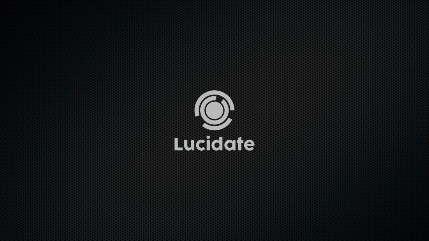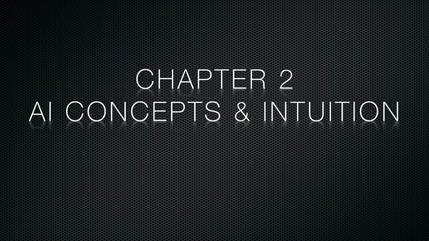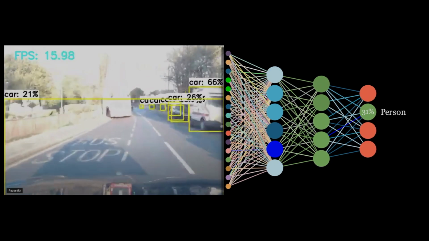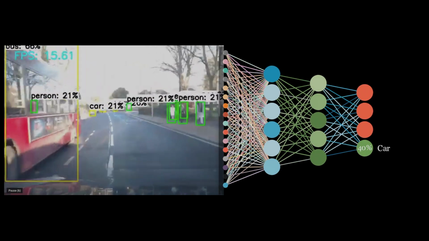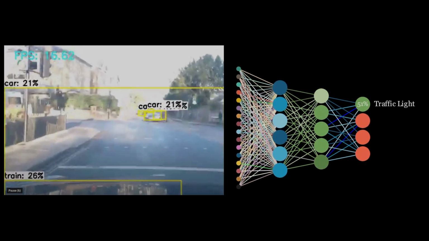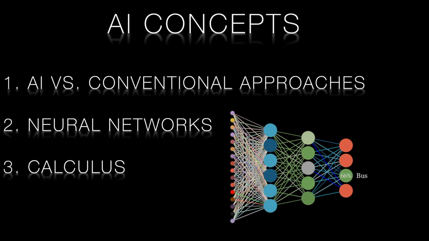In this video, we'll look at the concepts and intuition that underpin popular AI methods. We will examine neural networks, a popular AI technique for classification problems. This includes computer vision, where we identify and classify objects based on pixel intensity. We'll look at how modern AI techniques differ from conventional computer programming.